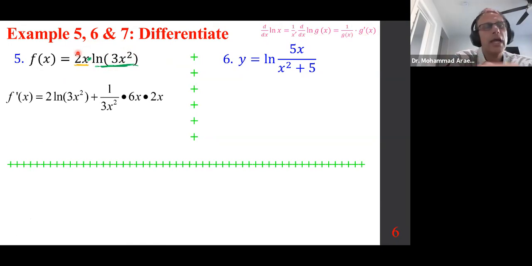So let's quickly recap. 2x gives you 2 times the second piece. The second piece, you flip over the argument, 3x squared, 1 over 3x squared, times the derivative of 3x squared, which is 6x, times 2x by the product. So the first piece doesn't change. But what happens to the second piece, it can simplify into 12x squared over 3x squared, which is simply a 4. And you're done.